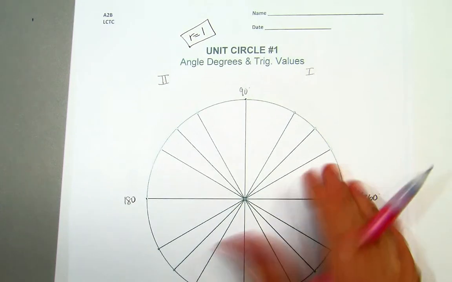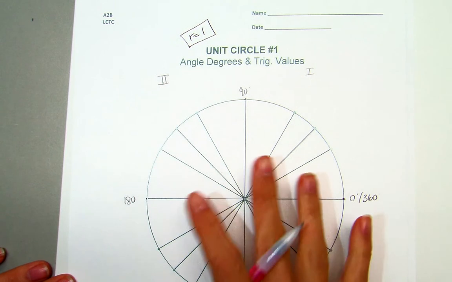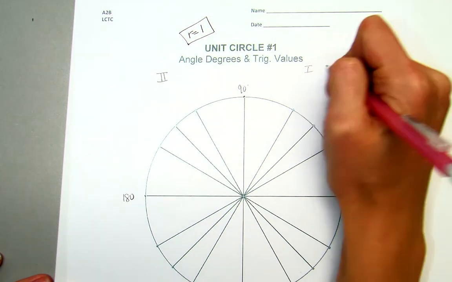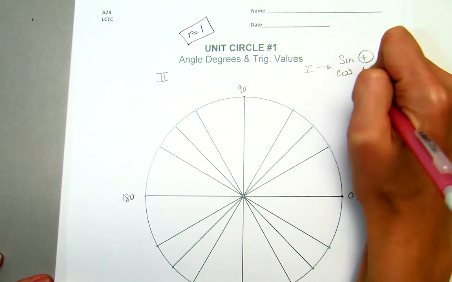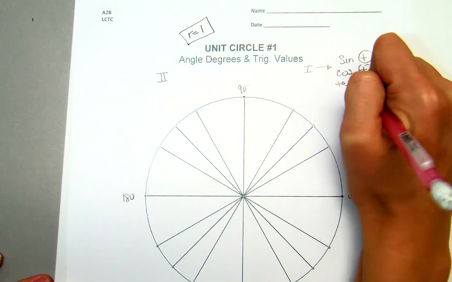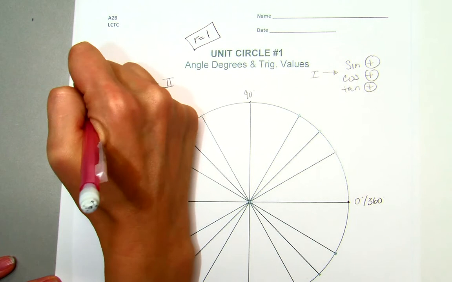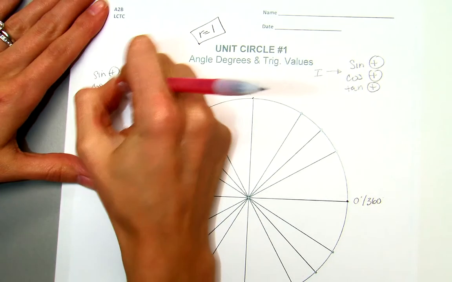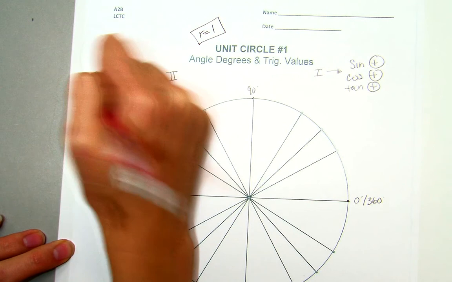So in each of my corners, I'm just going to really quickly represent what my sine, cosine, and tangent functions should be, because this unit circle is your cheat sheet, your resource to use for the rest of the year in terms of the trig unit. So in quadrant 1, I know that sine will always be positive, cosine will always be positive, tangent will always be positive. In quadrant 2, I know that sine will always be positive, cosine will always be negative, and tangent will always be negative.